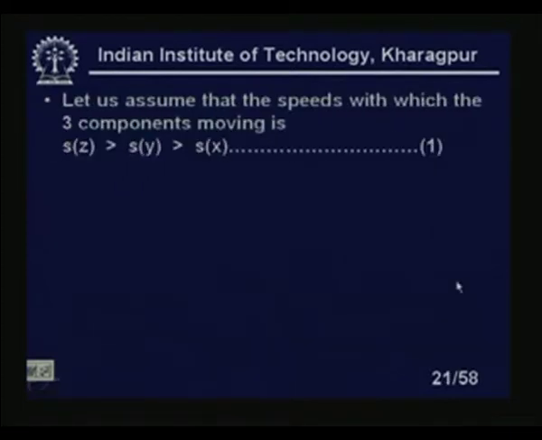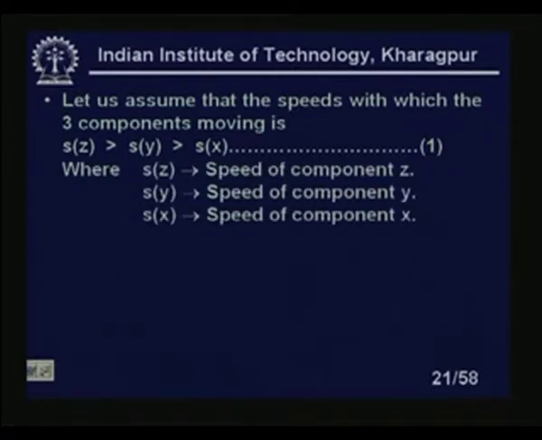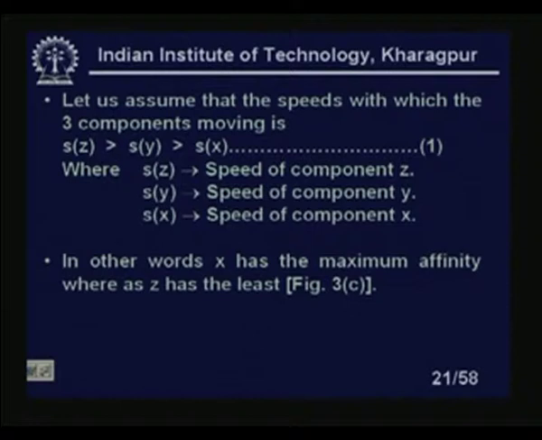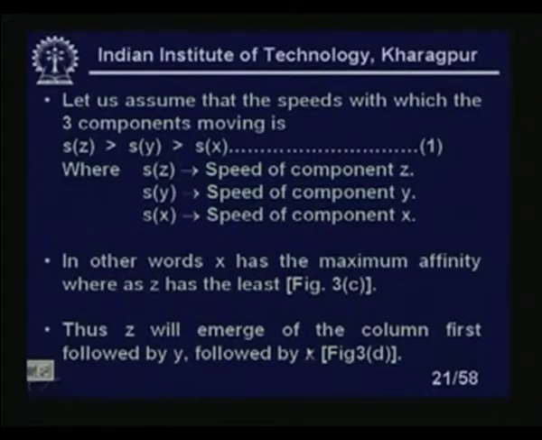Let us assume that the speeds with which the three components move are Sz more than Sy more than Sx, where Sz is the speed of component z, Sy is the speed of component y, and Sx is the speed of component x. In other words, x has the maximum affinity. Affinity is different for the different components, where z has the least affinity. This is shown in figure 3c. Thus, z will emerge from the column first, followed by y and followed by x. This is given in 3d.